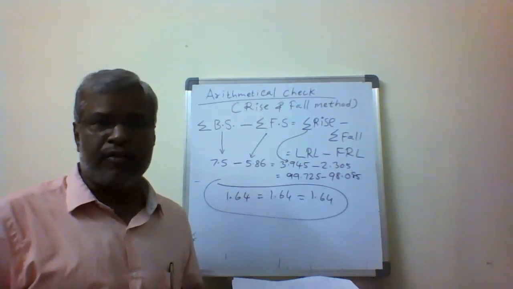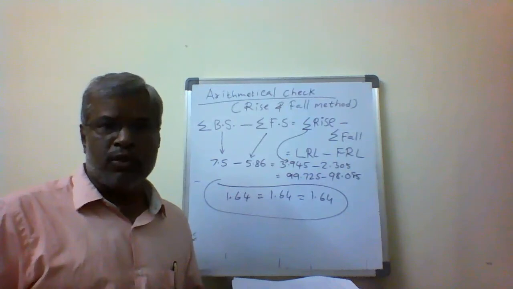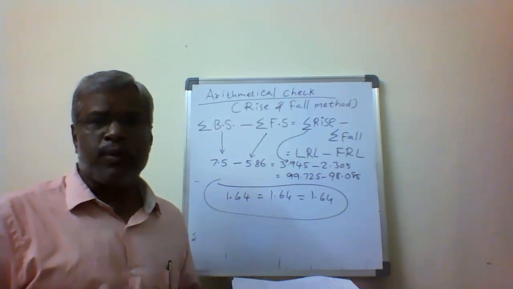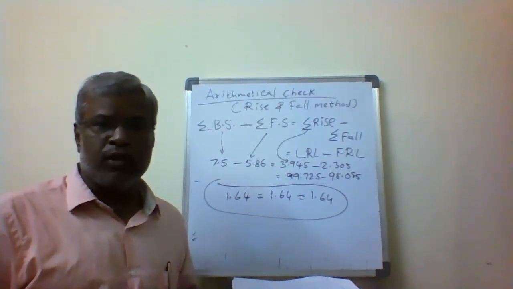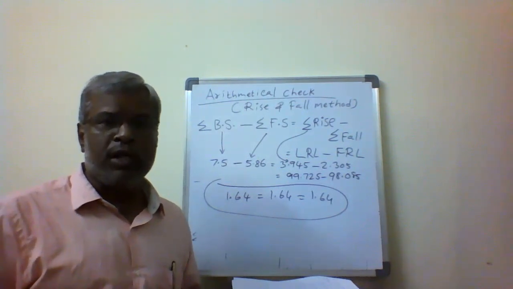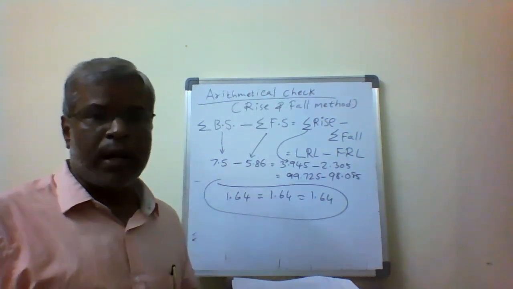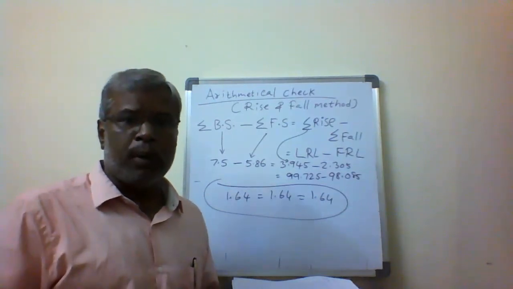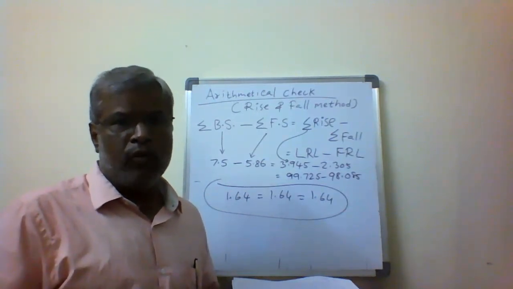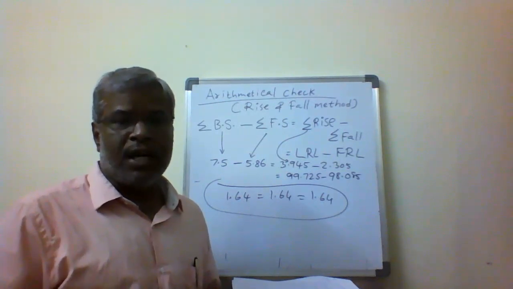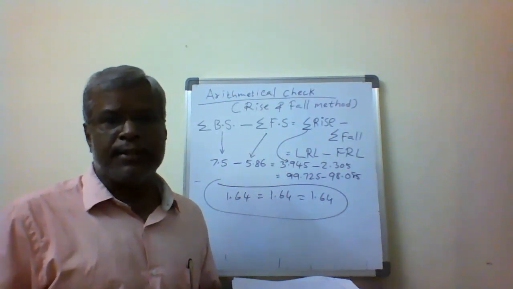Previously we used the height of instrument method. Height of instrument is the basic method, and here we use the rise and fall principle to find the elevations of the points. So this is the worked out example, showing how to apply the rise and fall method and the height of instrument method to calculate the reduced levels of the points.